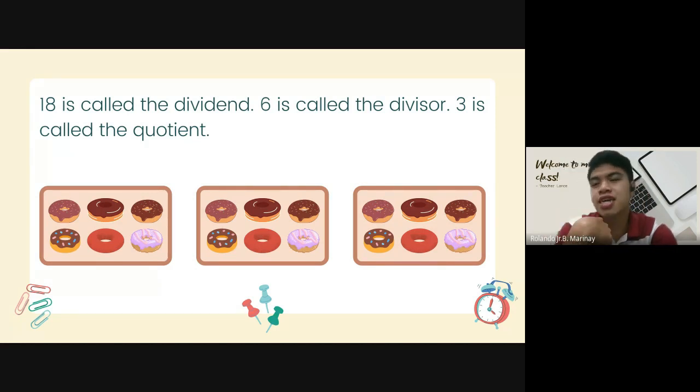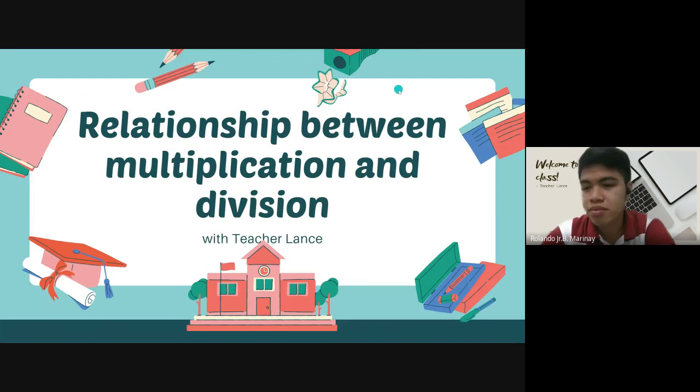3 is called the quotient. The quotient is the answer in a division problem or a division equation. So here, what is the relationship between multiplication and division? Addition and subtraction have a relationship, right? So now, multiplication and division also have a relationship. So how are we going to use multiplication for division?